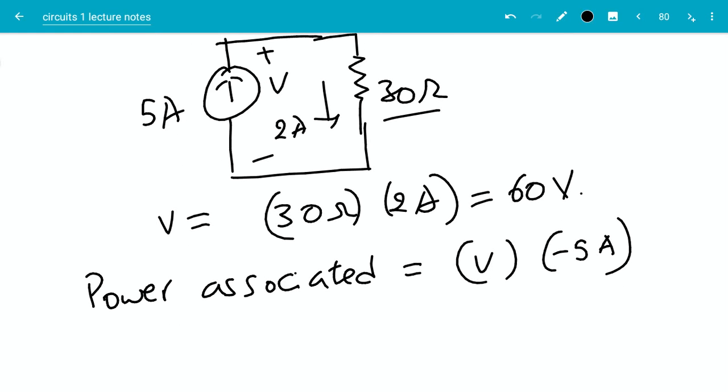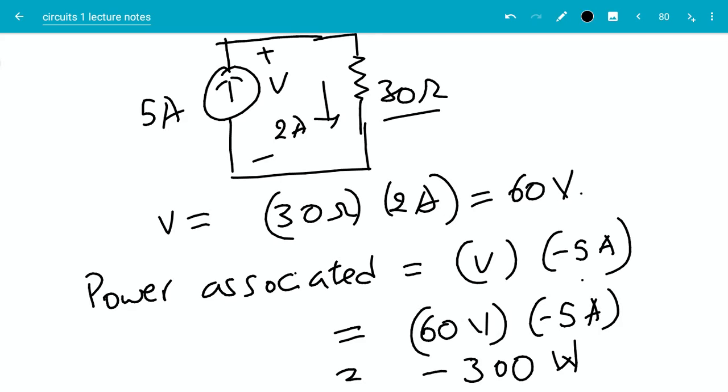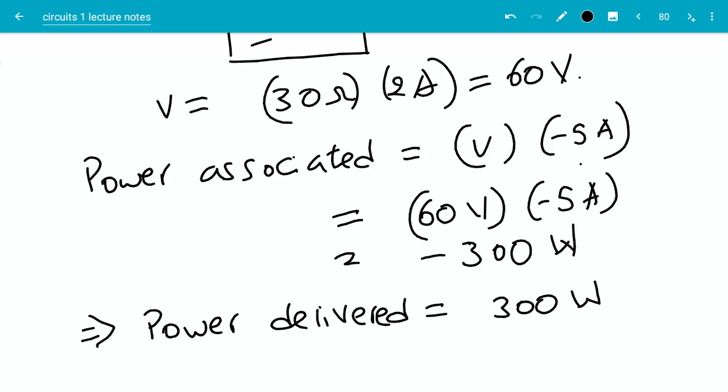The power associated would then be equal to the voltage drop, which is V, times the current in the direction of the voltage drop, which is minus 5. Substituting the values, I get the power associated as negative 300 watts. Since the power associated is negative, the power is being developed in this source, which tells us that the power delivered is equal to 300 watts.